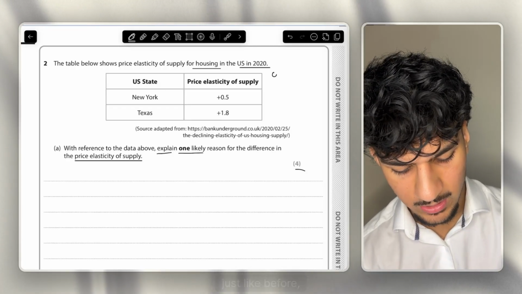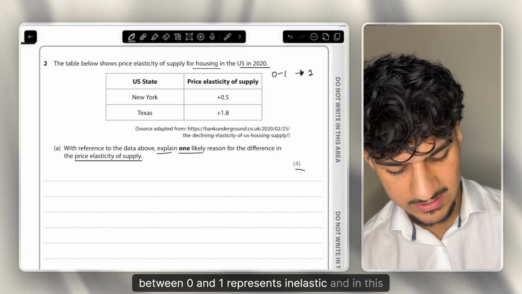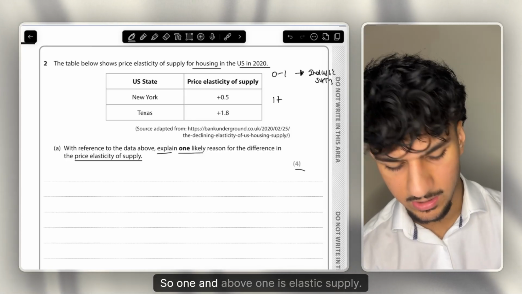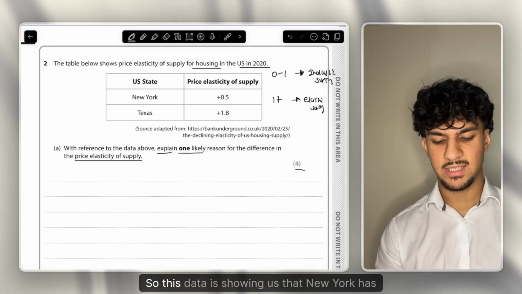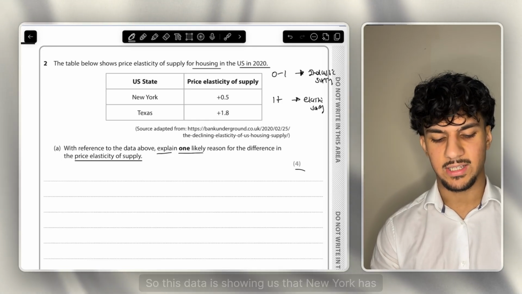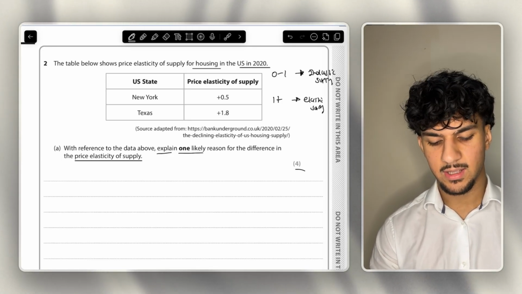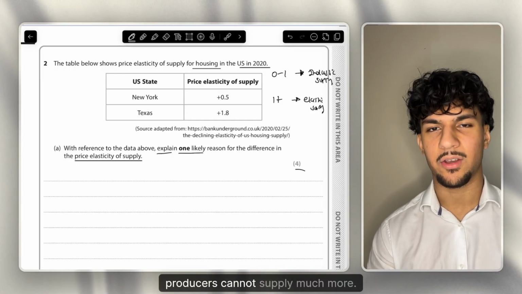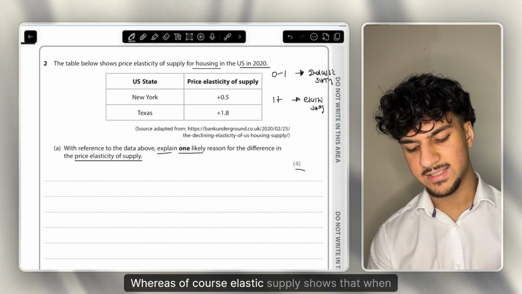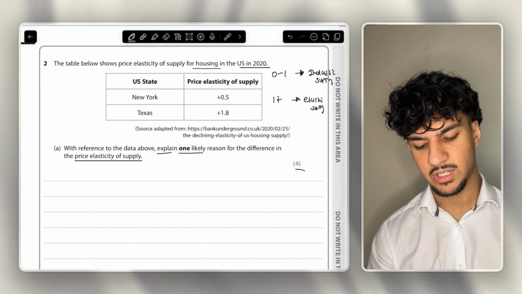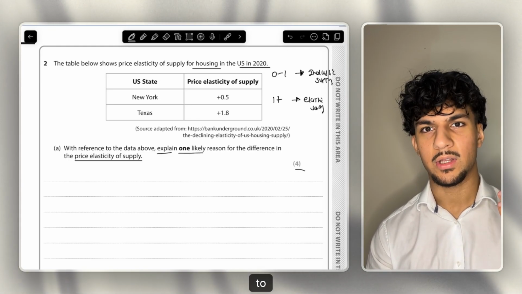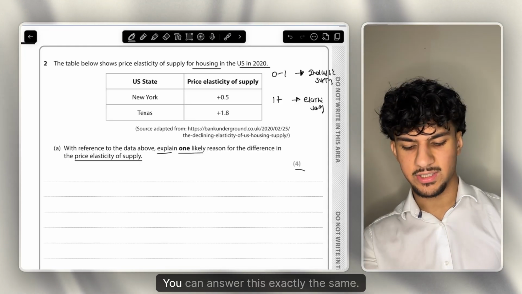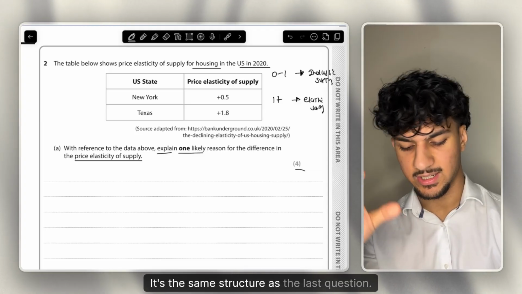So of course, just like before, between 0 and 1 represents inelastic, and in this scenario is supply, and of course above 1, so 1 and above 1 is elastic supply. So this data is showing us that New York has inelastic supply. What does inelastic supply mean? It means that even when there is a change in price, producers cannot supply much more. Whereas, of course, elastic supply shows that when prices change, producers have the ability to increase production more than proportionally to a change in price. Pretty much, you can answer this exactly the same. It's the same structure as the last question.